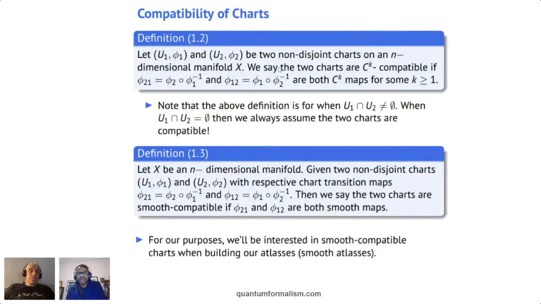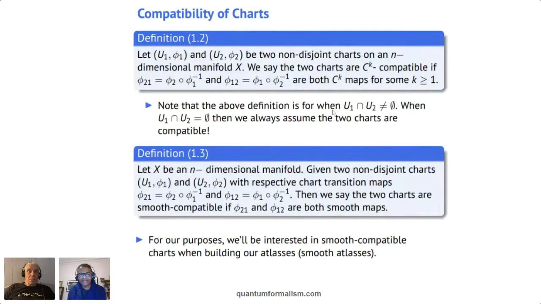Non-disjoint. They are called CK compatible if the composition, again, you see the transition maps coming into play, if both transition maps, phi 2,1 and phi 1,2, are CK, for some K greater or equal to 1. So if one of them is CK, but the other is not CK, then they are not CK compatible. No ifs, no buts, both have to be CK in order for them to be CK compatible.